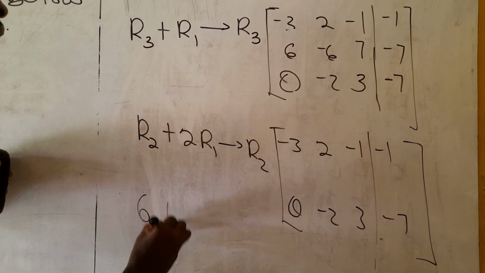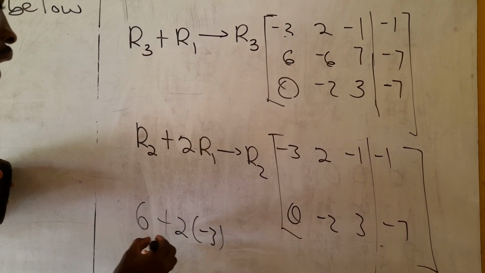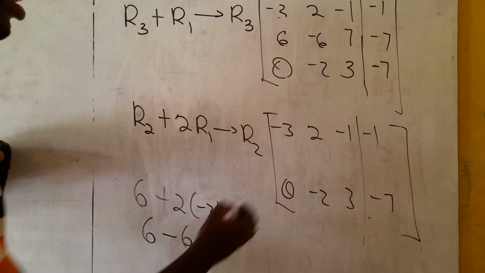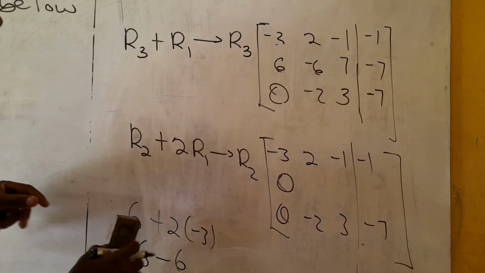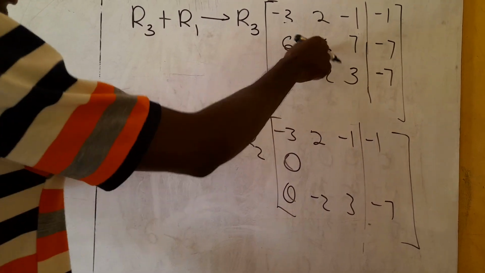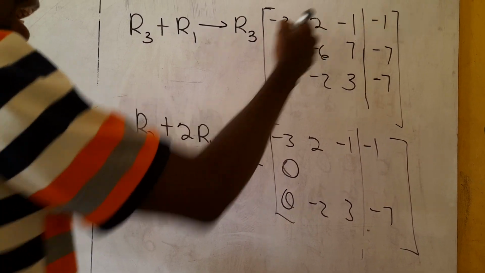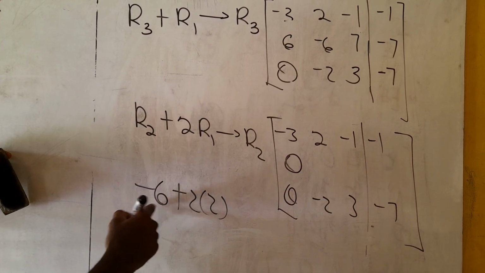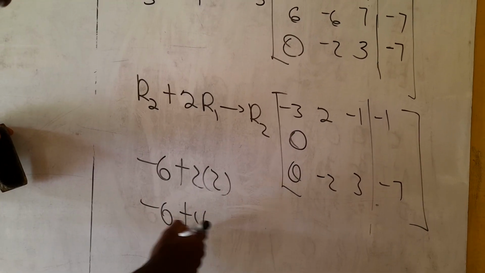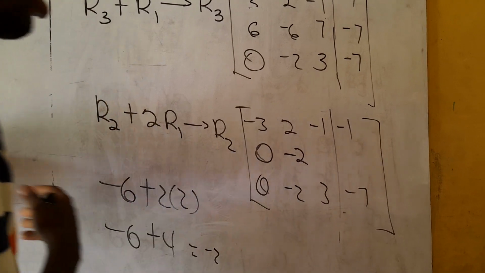Only the middle one. So what's our R2 here? Is 6 plus 2 times R1. R1 there is negative 3. 2 times negative 3 is negative 6. 6 minus 6 is 0. So this place will be 0. The next one, this and this. What's our R2 there? Negative 6 plus 2 times R1, which is 2. 2 times 2 is 4. Negative 6 plus 4 is negative 2. I'll write my negative 2 there.